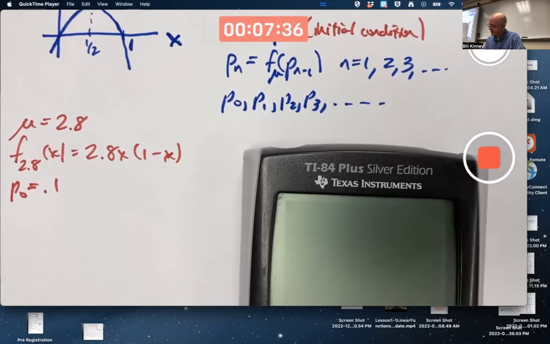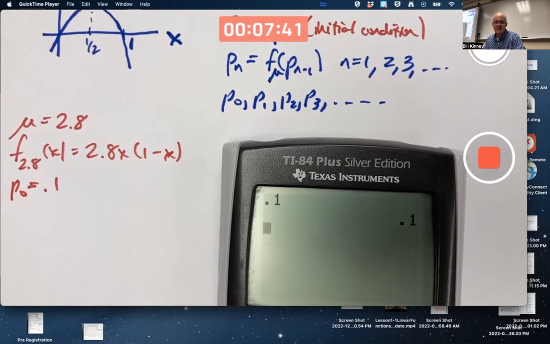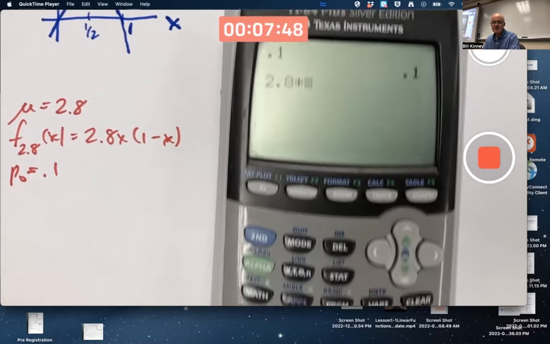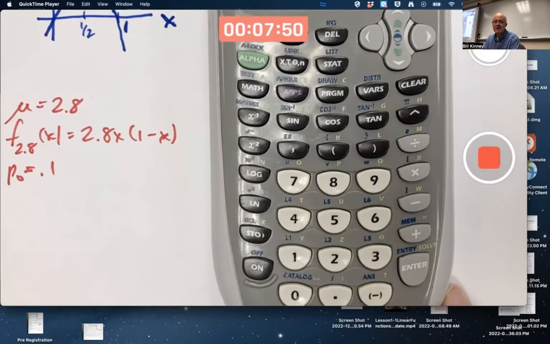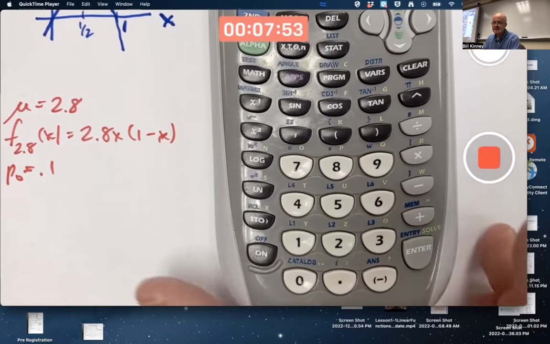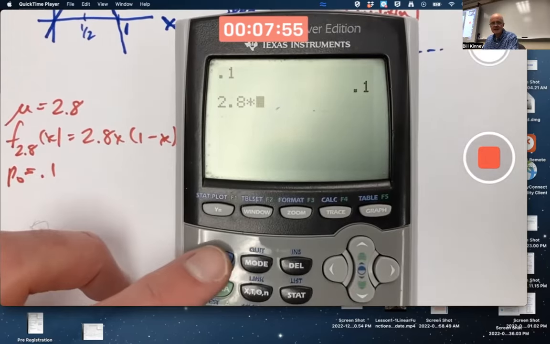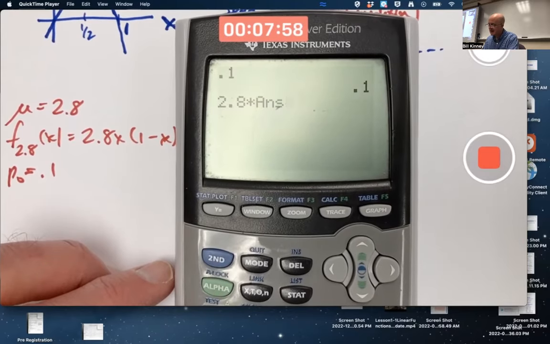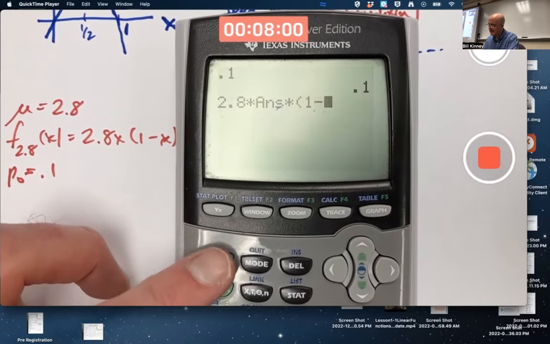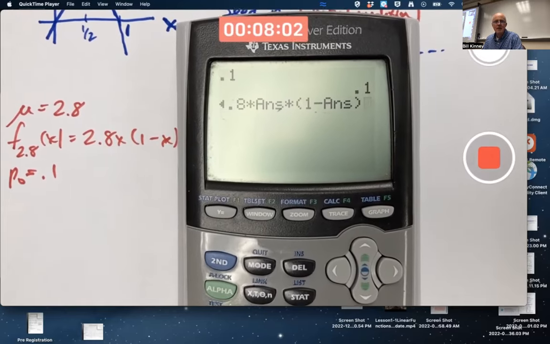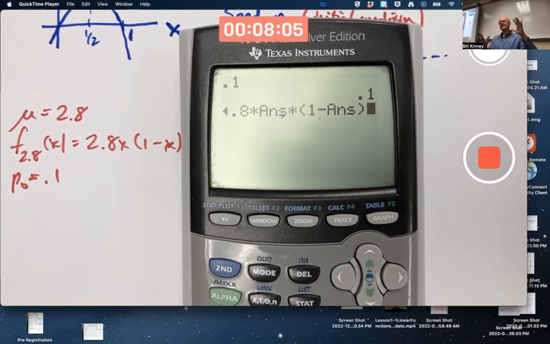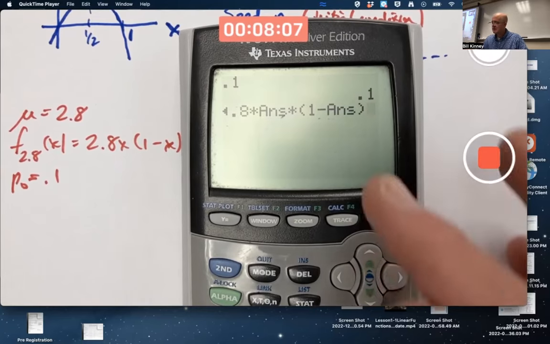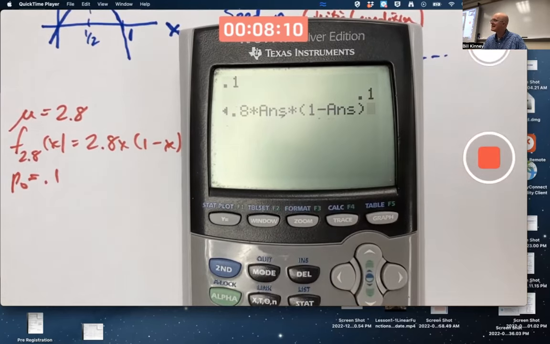On your calculator, just plug in 0.1, hit enter. Then to iterate this function conveniently on this kind of calculator, type 2.8 times the previous answer key, ANS, so do second ANS times 1 minus ANS in parentheses. Before you hit enter, let's estimate what this is going to be. We'd be doing 2.8 times 0.1 times 0.9.